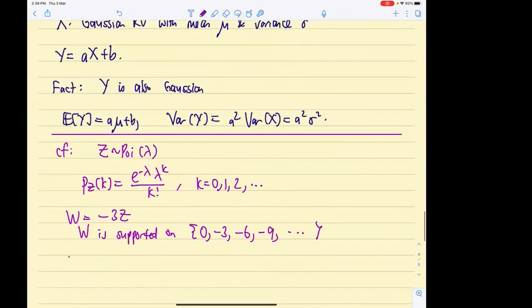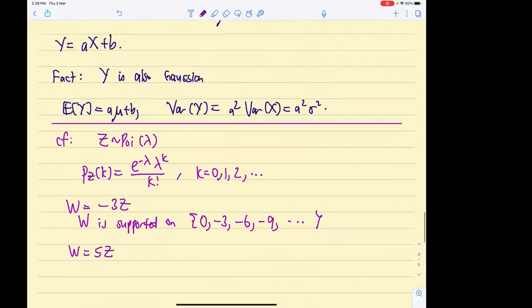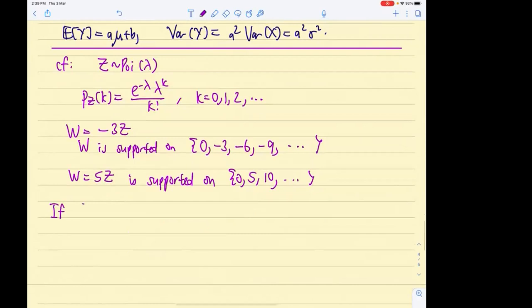Now, if you take W equals 5Z, like what I talked about just now, also wrong. It is not going to be a Poisson random variable because the support set is missing the probability mass at 1, 2, 3, 4. So it's still not a Poisson random variable. A Poisson random variable must be positive on all non-negative integers. Okay, that's a mouthful. So the conclusion is that if I do a linear transformation on a Poisson, I don't get a Poisson.